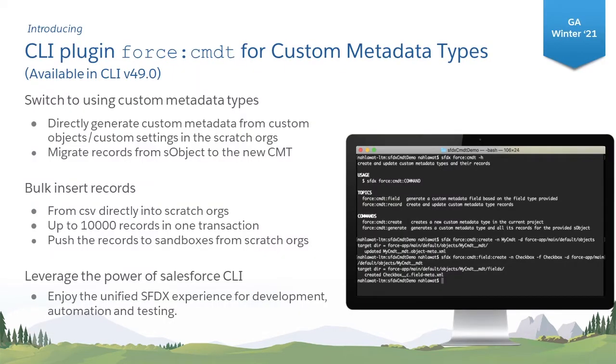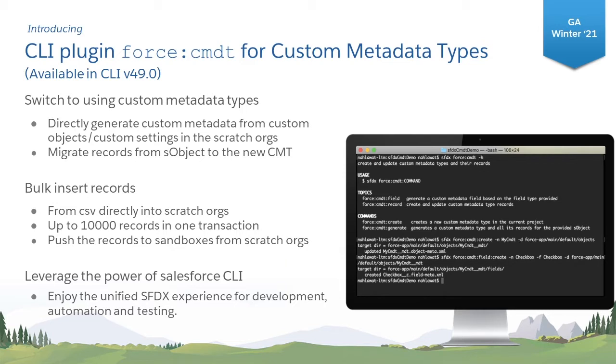Moving over to what's new, I'm very excited to announce that we have released a CLI plugin for custom metadata types, which is available to you starting CLI version 49. You can now use CLI to programmatically create custom metadata types and manipulate them.